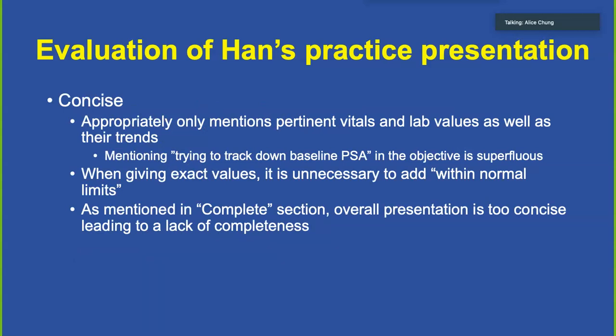Okay, so in terms of the conciseness of Han's presentation, he did a good job appropriately only mentioning the pertinent vitals and lab values with their trends, including the weights and the outputs. And in the labs, he only talked about the relevant bicarb and creatinine with the trends and stable hemoglobin values. When he mentions that they were trying to track down the baseline PSA, he puts that in the objective, which is a little bit superfluous, as it's a little bit of editorializing and can be talked about later on.